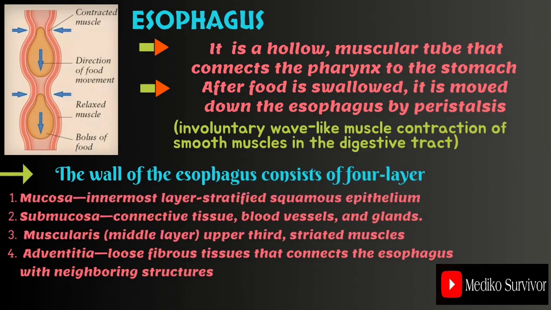The innermost layer is the mucosa, which is made up of stratified squamous epithelium containing various mucus glands. Just outside of that is the submucosa, which contains connective tissues, blood vessels, and glands. The next layer is the muscularis, made up of striated muscles and smooth muscles, and the outermost layer is called the adventitia or serosa, which is composed of loose fibrous tissue that connects the esophagus with neighboring structures.